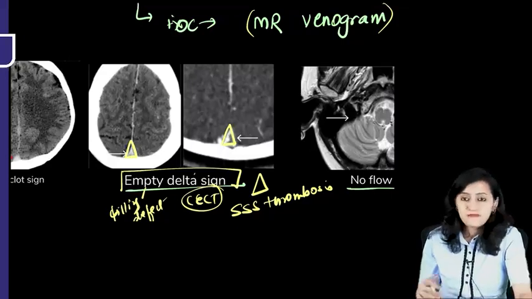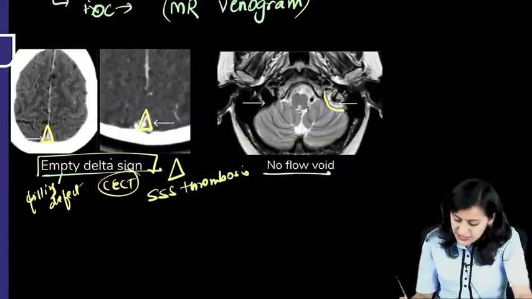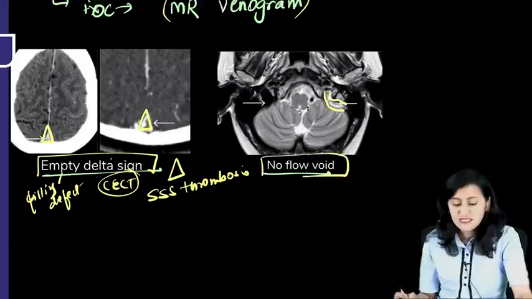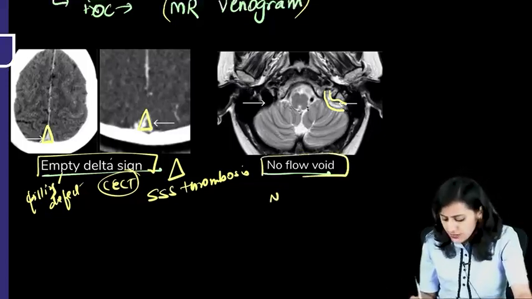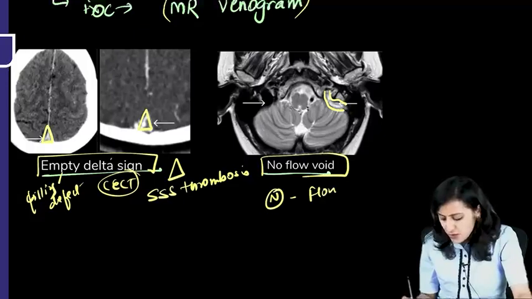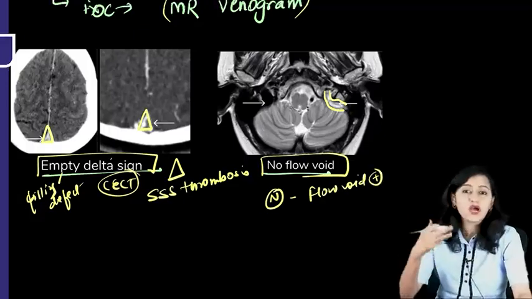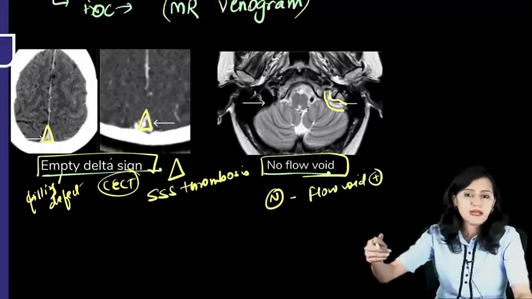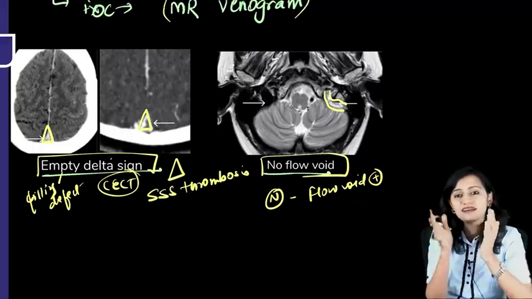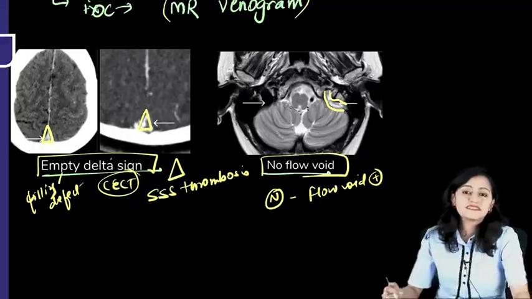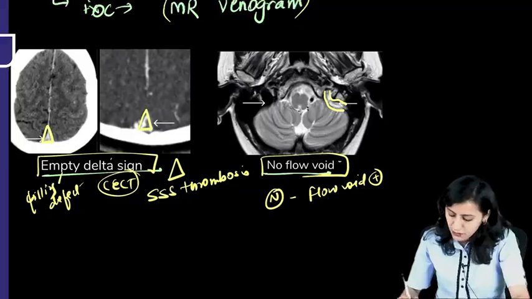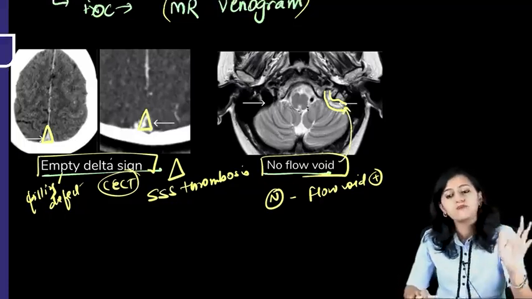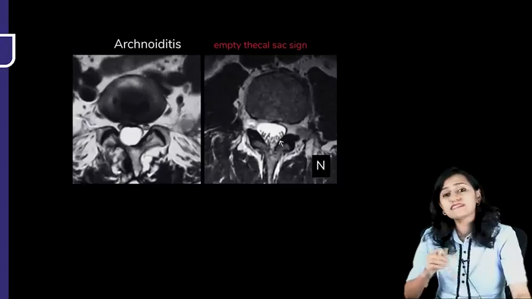On MRI, the obstructed vessel shows the absent flow void. In a normal patent vessel, the flow void is present. It is a void, an absent signal, due to the flowing blood. When the blood becomes stagnant, that is thrombus, then it gives a signal. So the absence of flow void is suggestive of thrombosis. Now that was the empty delta sign.